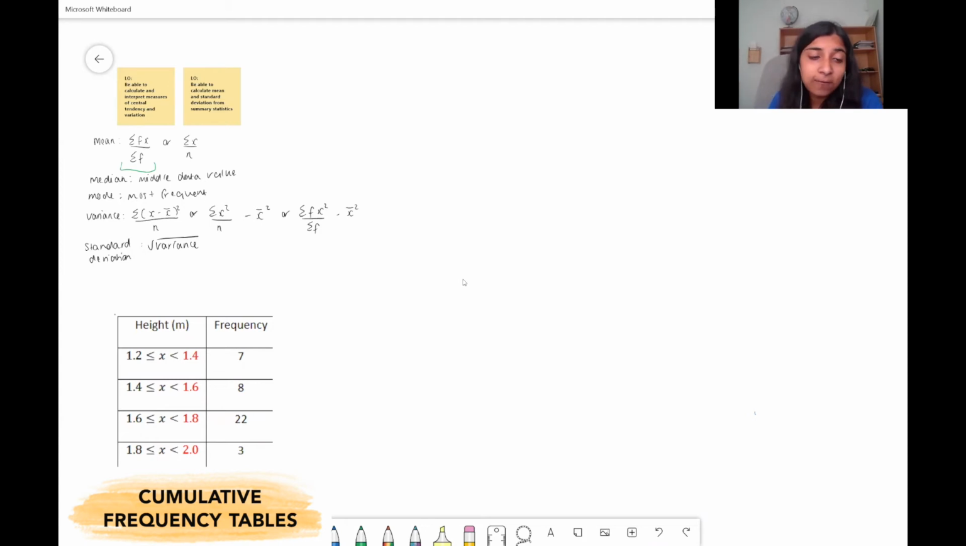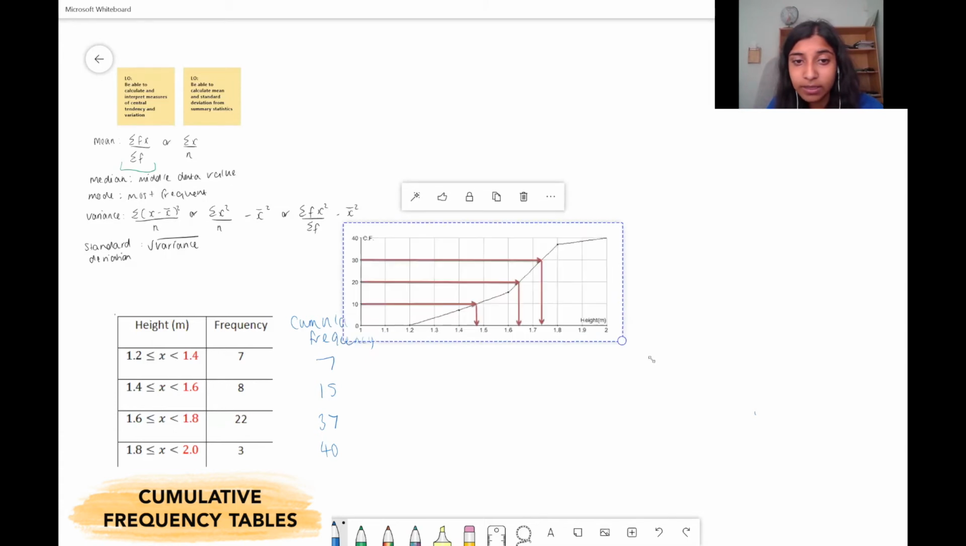To do this, if we have some values here for height and frequency, and we want to draw a cumulative frequency graph, the first thing you want to do is work out what your cumulative frequencies would be. So you just want to work out your running totals. You'd get 7, then 7 plus 8, 15, 15 plus 22, you'd get 37, and then 37 plus 3, you'd get 40. So now you can just plot your graph and it would look something like this.